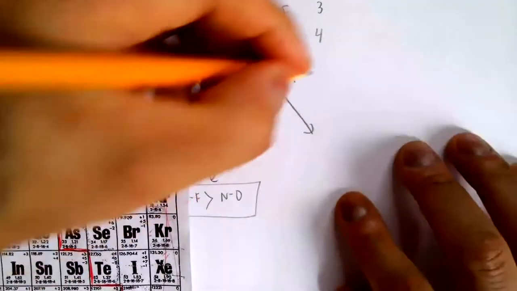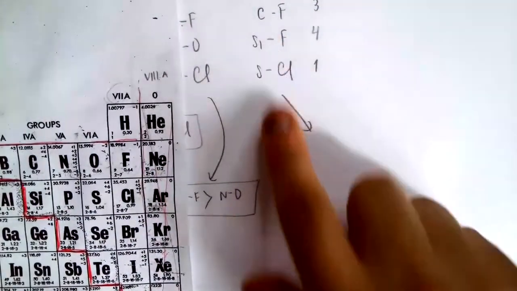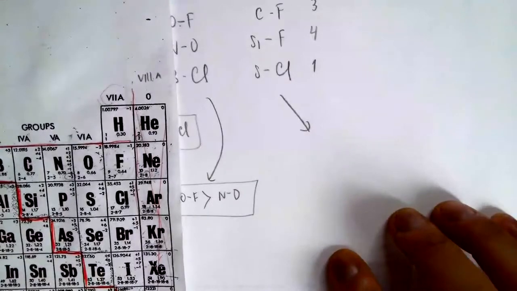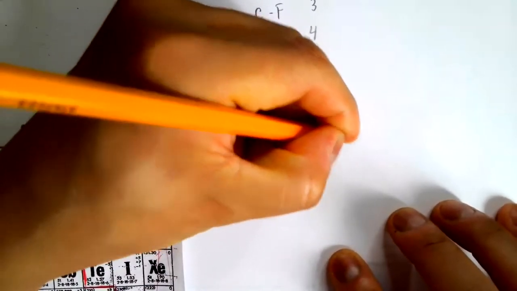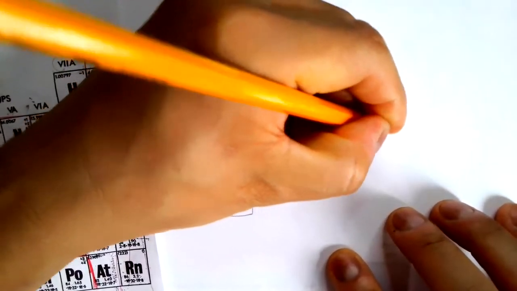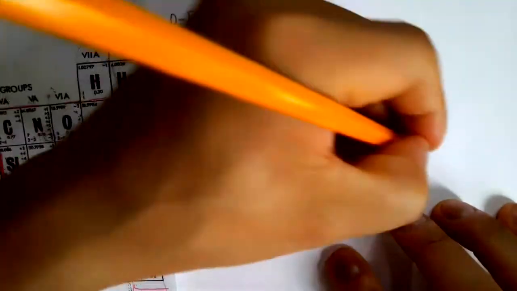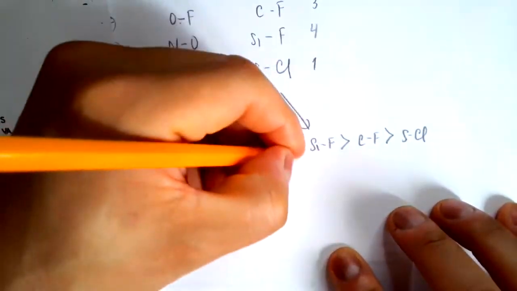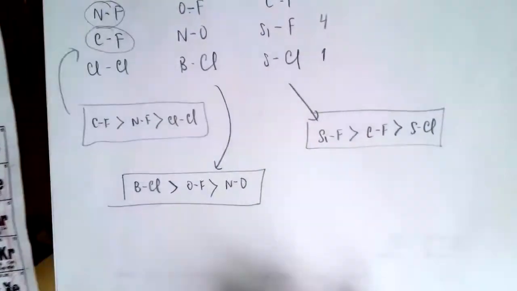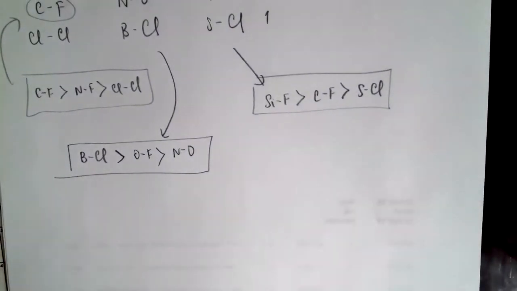So this one has carbon, fluorine. My most polar would be silicon, fluorine, followed by carbon, fluorine, and then followed by sulfur, chlorine, right? Because it's only one step away. Okay, so let's see how this prediction from the periodic table compares to the results using values.